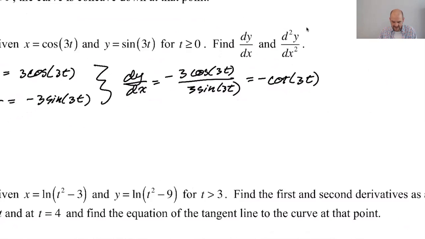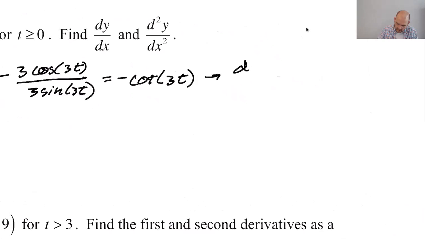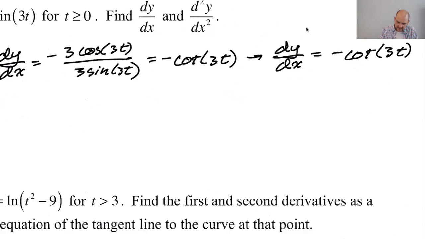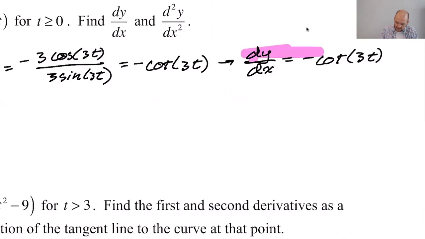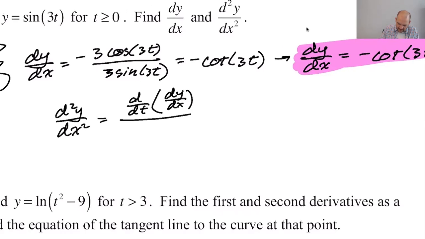And then I need the second. So this is dy/dx. I feel like I should summarize that. Negative cotangent of 3t. All right, that's dy/dx. That's part of our answer. All right, now what we want is the second derivative. So for the second derivative, we're going to do d/dt of dy/dx, and we're going to divide that by dx/dt.